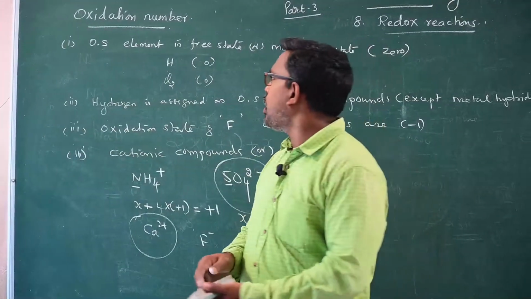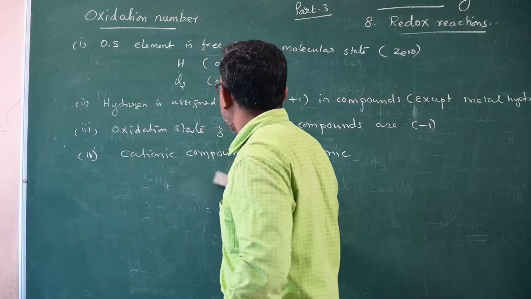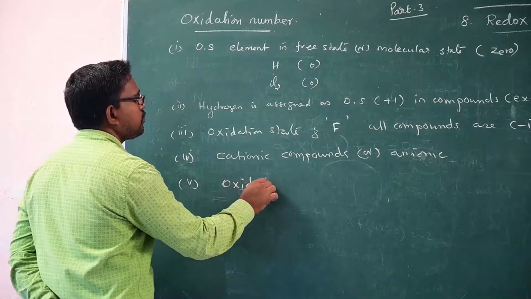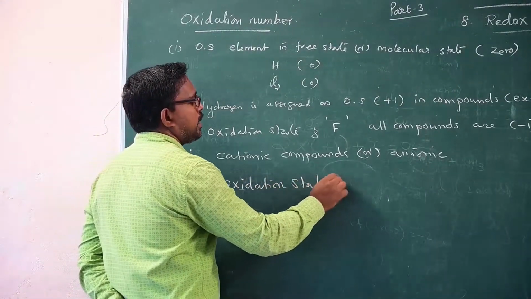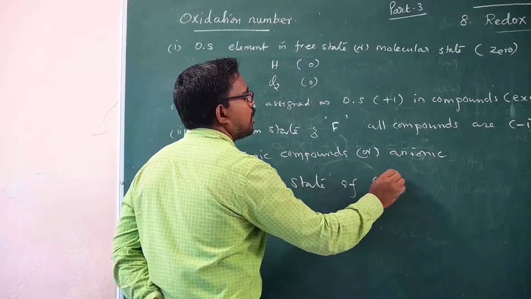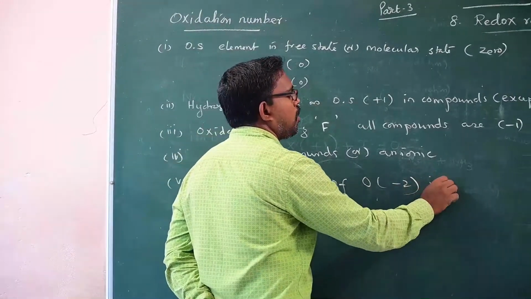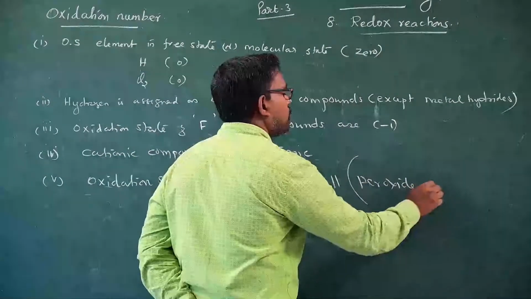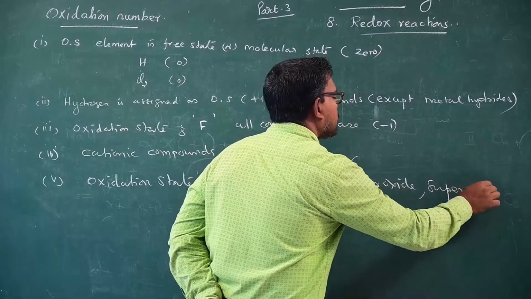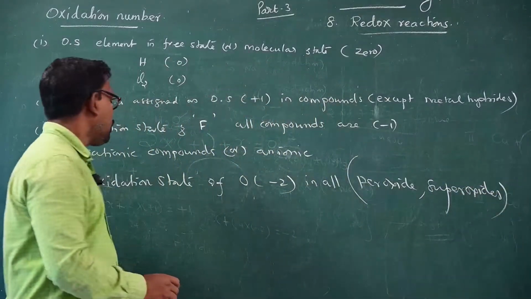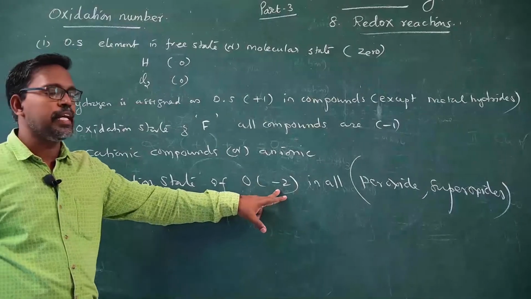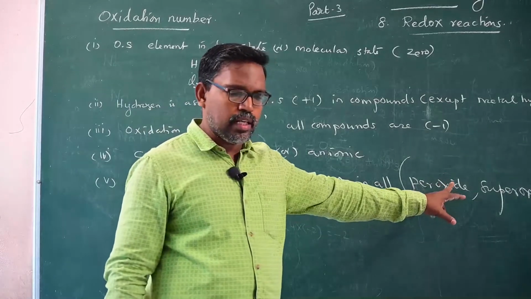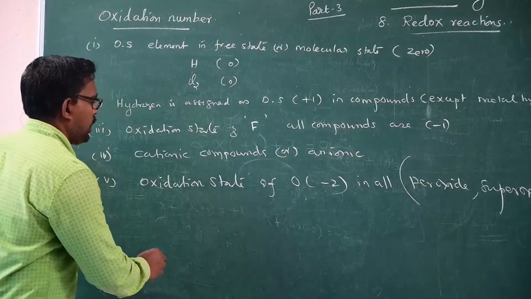The next is the oxidation state of oxygen. The oxidation state of oxygen is assigned as minus 2 in all compounds except peroxide and superoxide. The oxidation state of oxygen is assigned as minus 2 in all compounds except peroxide or superoxide.